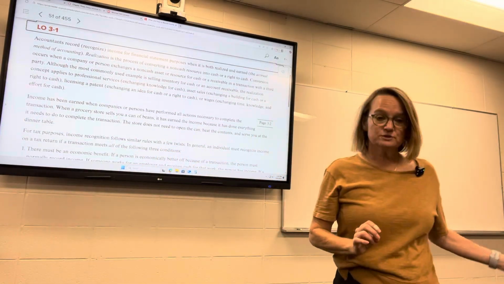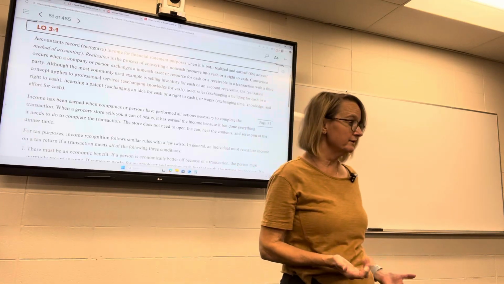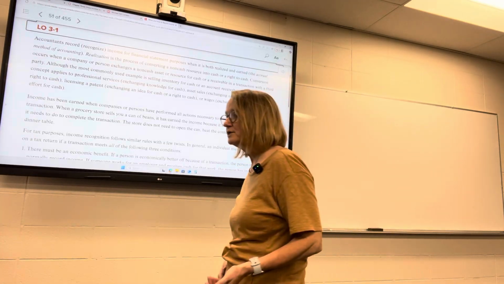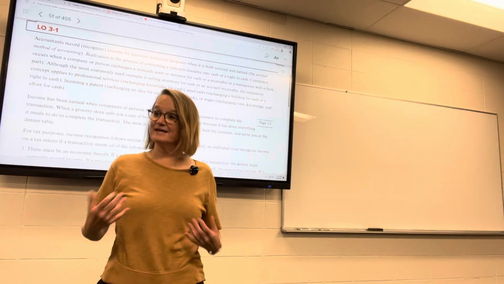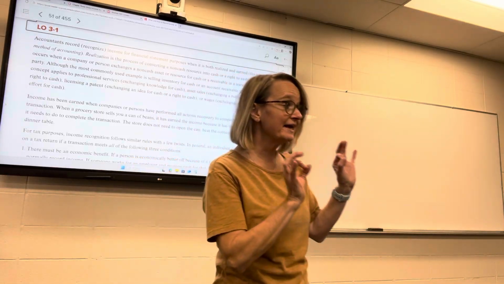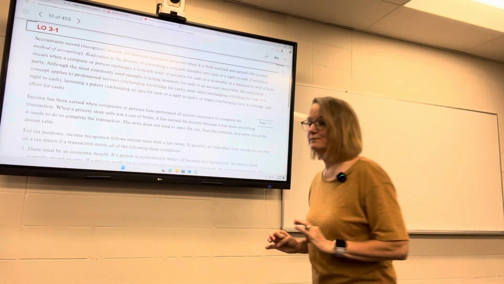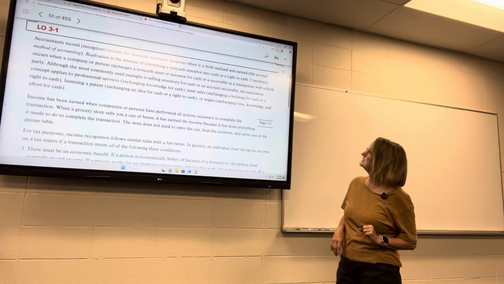All right. So revenue recognition for financial accounting purposes. Remember, we recognize revenue when it's earned, not necessarily when we receive the cash for financial accounting purposes. That is not the case in income tax, though. We have different revenue recognition concepts.